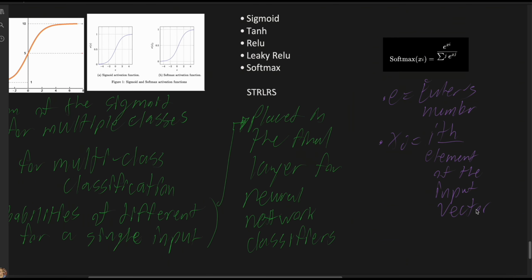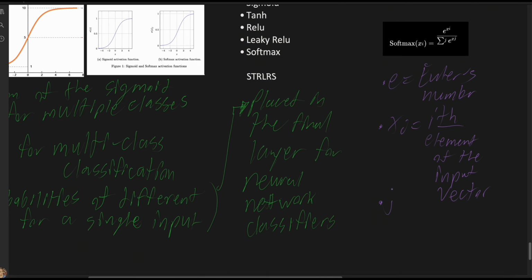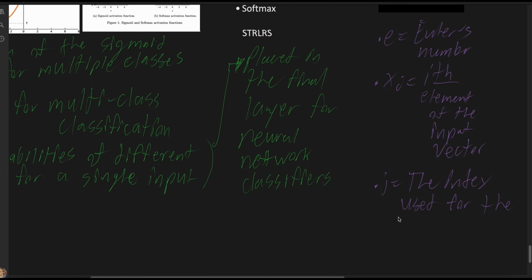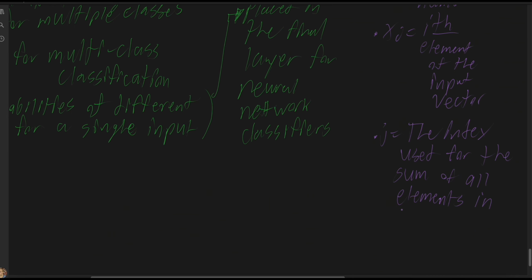And j is the index used for the sum of all elements in an input vector.